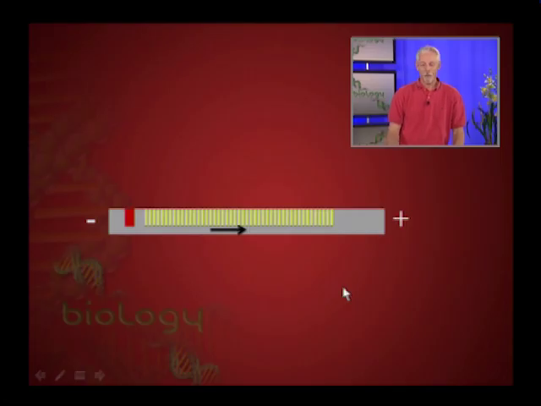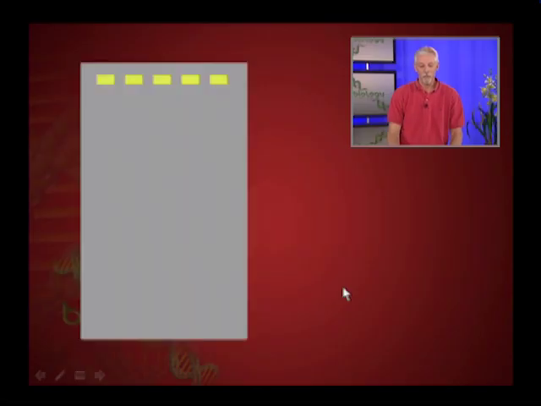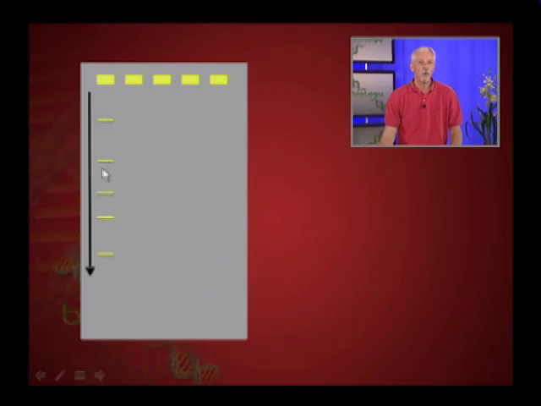But I'm representing them as separate lines just to emphasize the fact that each band would have fragments of a specific length. Again, looking at a top view of the gel, as we run the current through, the bands would separate themselves out. And normally what we do in the first well is put some kind of a control. We'll put a sample where we know the lengths of the fragments.